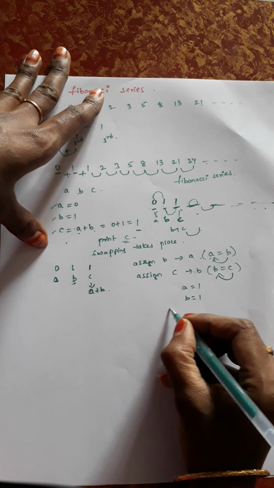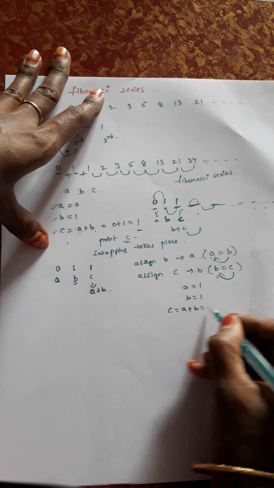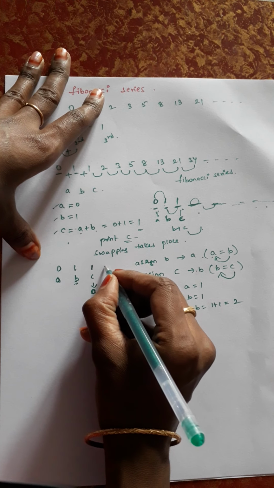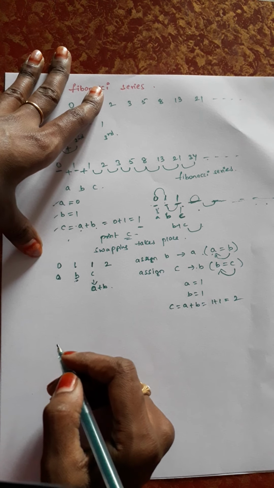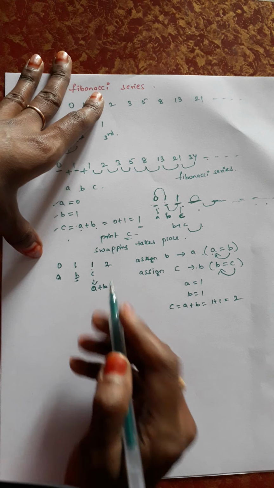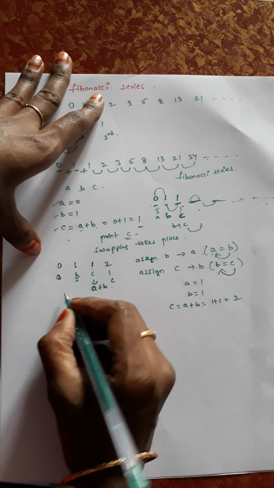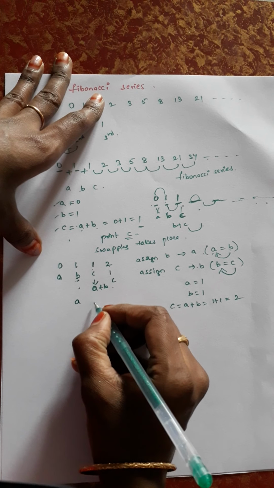Now again add C equals A plus B. What is A plus B? 1 plus 1, that is 2. What is the C value? 2. We got the next term in the series. Now this is the C. Because it becomes A, it becomes B.